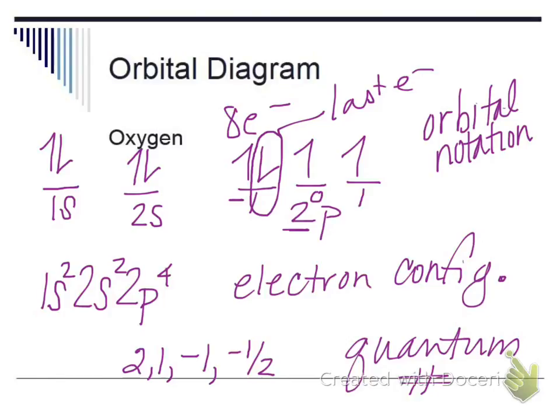The next example is sulfur. So let's do it again. How many electrons does sulfur have? Now we have 16 electrons. Find it on the chart and predict what it's going to end in. So, 3p what?